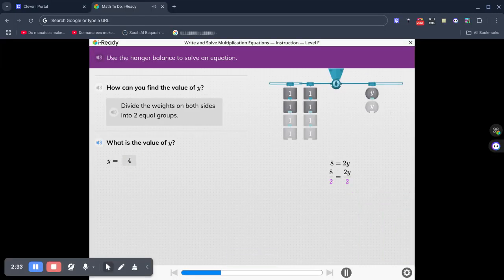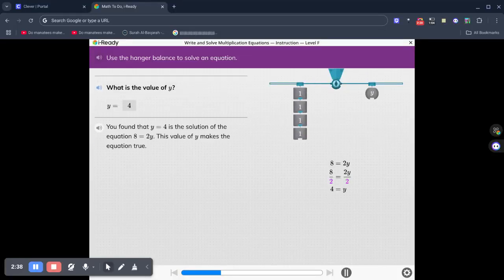That's it. You found that y equals 4 is the solution of the equation 8 equals 2y. This value of y makes the equation true.